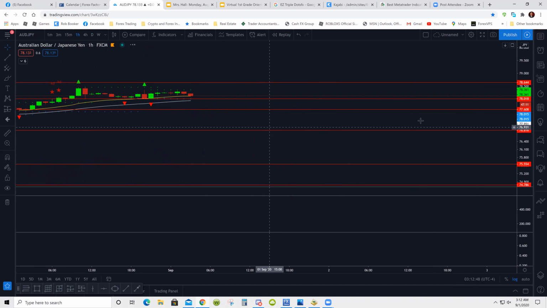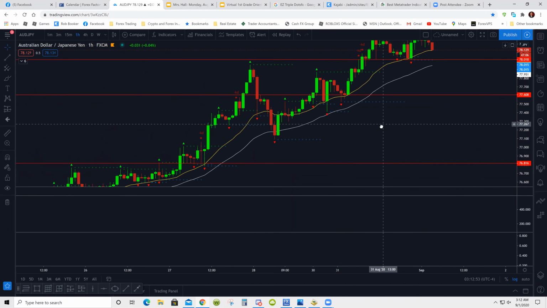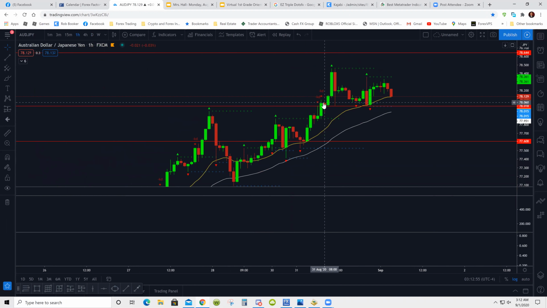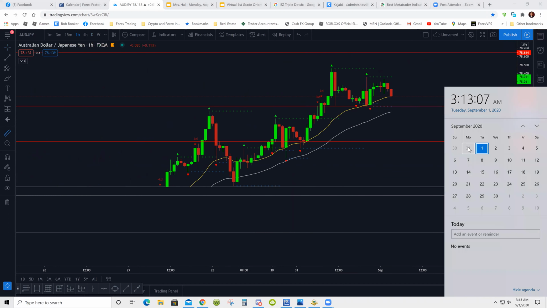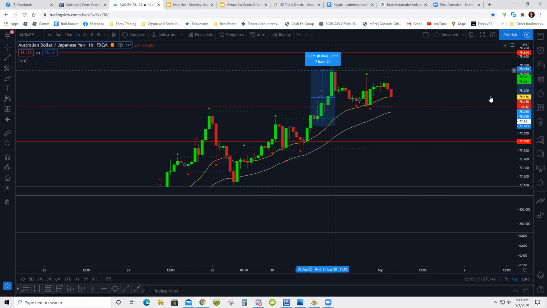So I'm going to go down to the 1 hour. Let me show you what that looks like. This is what you guys missed. You missed this move right here. So I think this price was around here. Let me see, this is August 31st. So August 31st was Monday. August 31st right here. So this is what you guys missed right here. Boom. That was 67 pips for you guys. You guys missed that one.